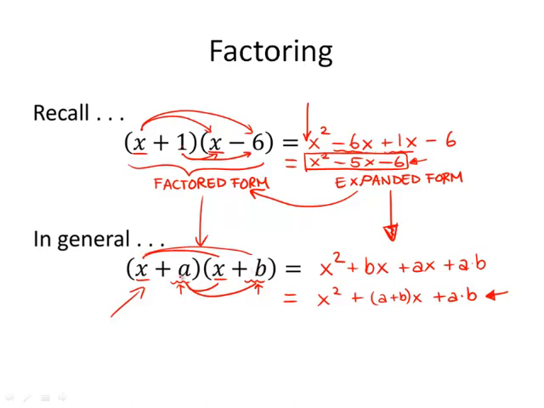So let's take note of how this a and b are found. Well, when you get your expanded form, you'll notice that the number by the x is the sum of your two numbers in your binomials, and the last term is the product.